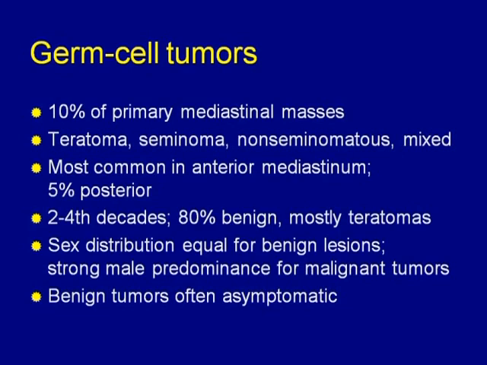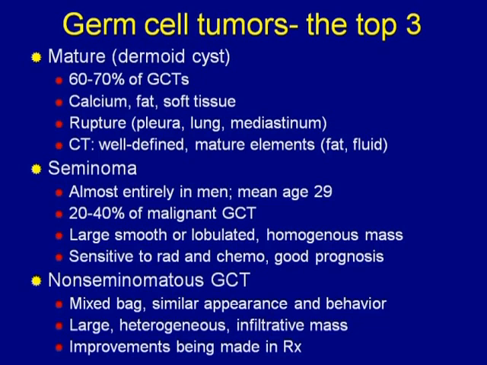Okay, the top three germ cell tumors are the mature teratoma, by far most common, and you can see a lot of mature elements in it. It occasionally may produce symptoms by rupture into the pleura or mediastinum, producing a mediastinitis or a pleuritis, similar to the same entities in the brain or something with CSF involvement. It tends to have lots of mature elements like fat and calcium.